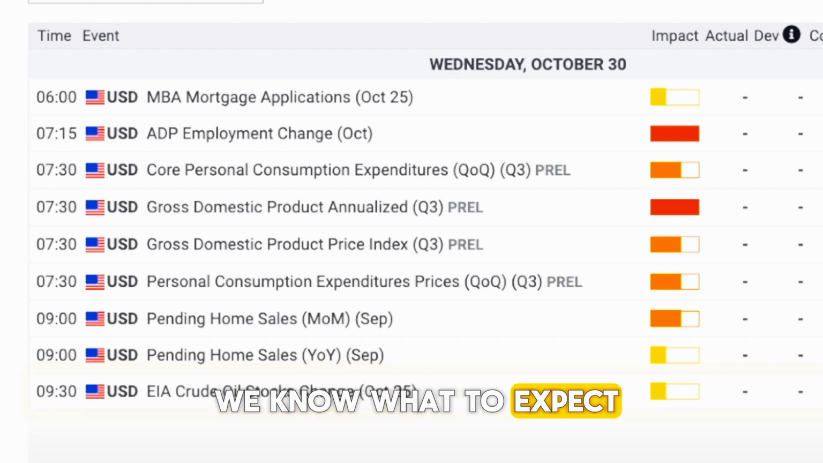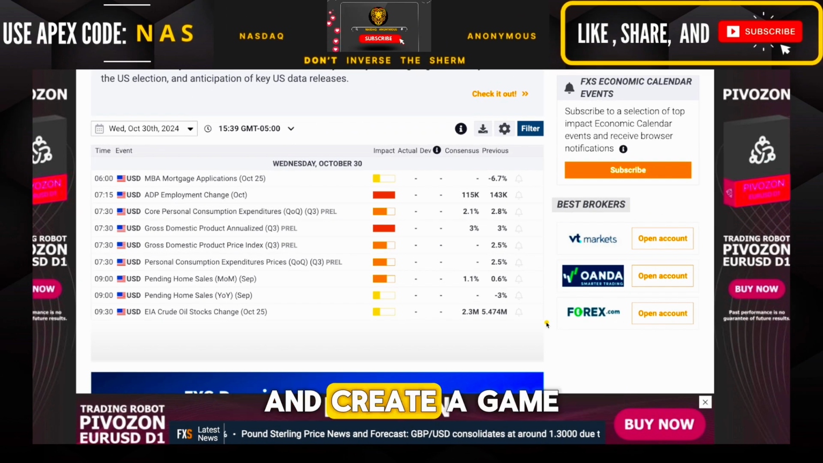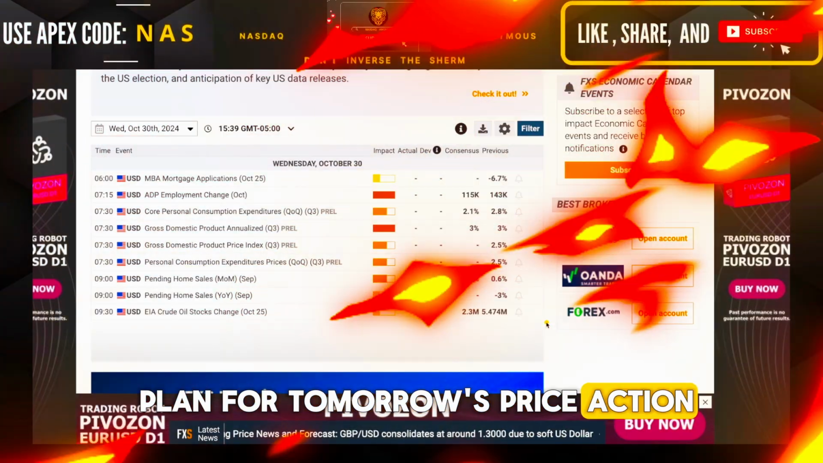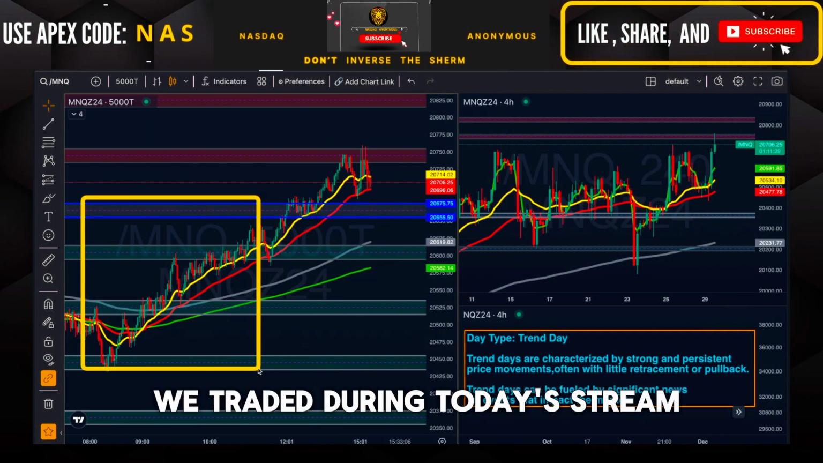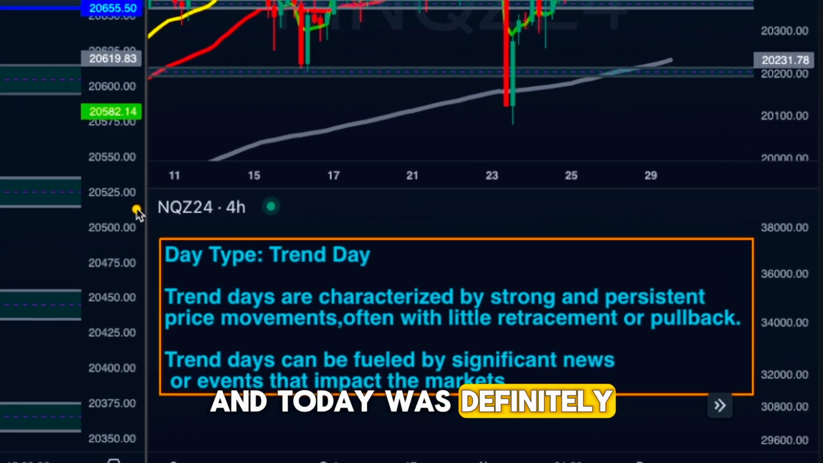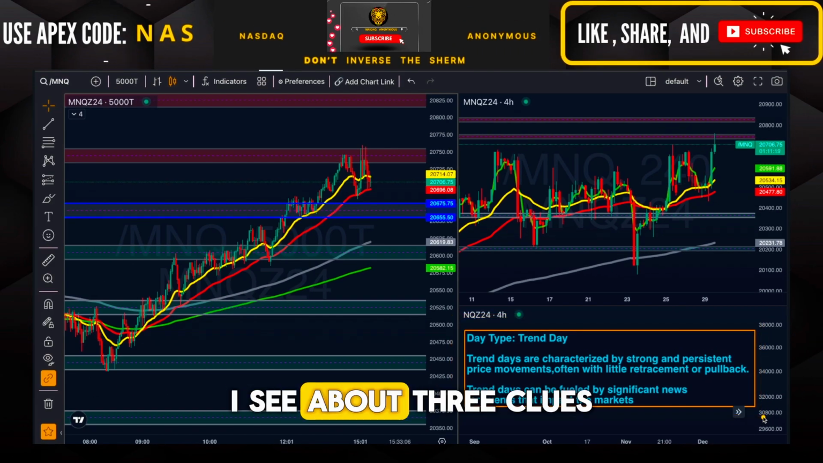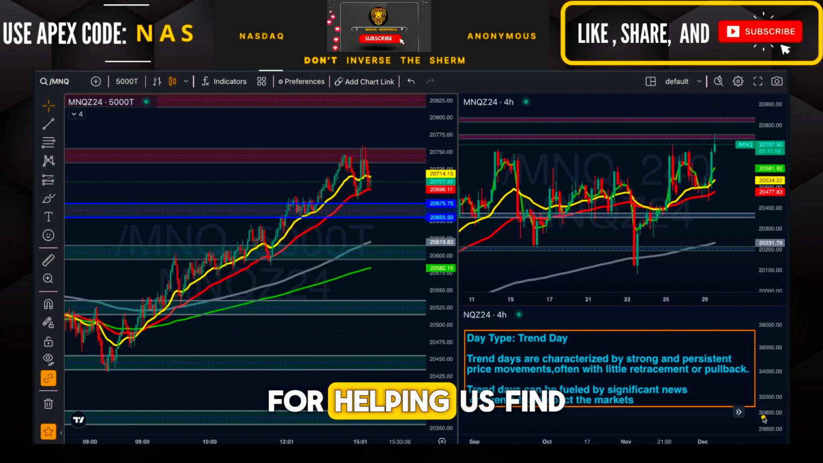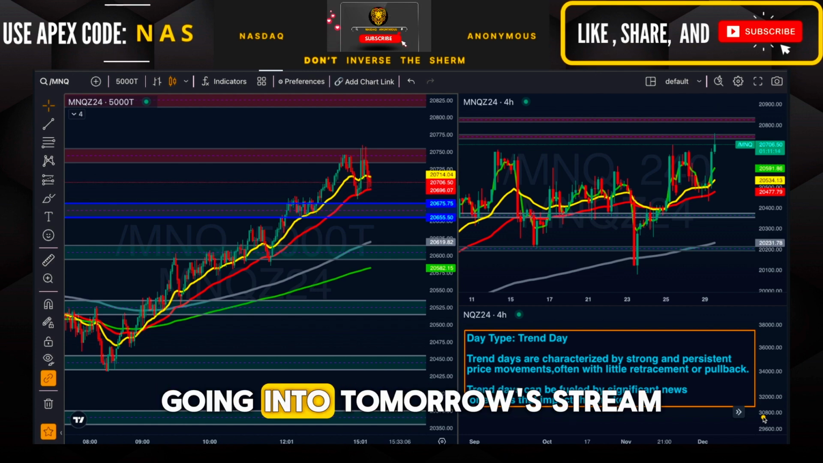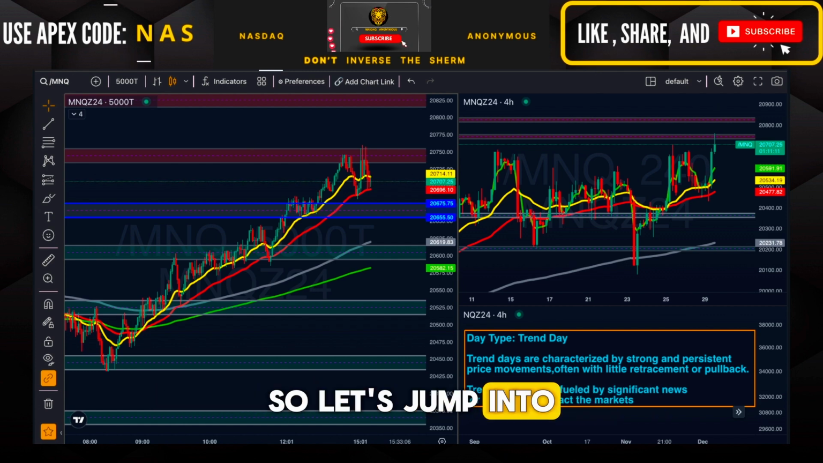Now that we know what to expect, let's jump into the charts and create a game plan for tomorrow's price action. This is the block of price action that we traded during today's stream, and today was definitely a trend day. As I analyze the charts, I see about 3 clues that are going to be essential for helping us find the best trades going into tomorrow's stream. So let's jump into it.